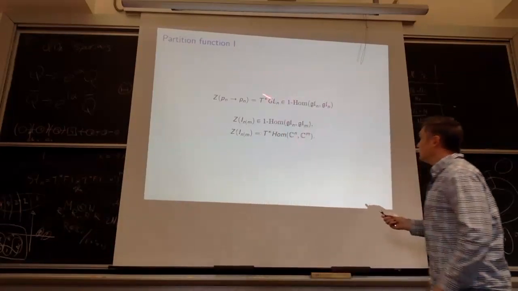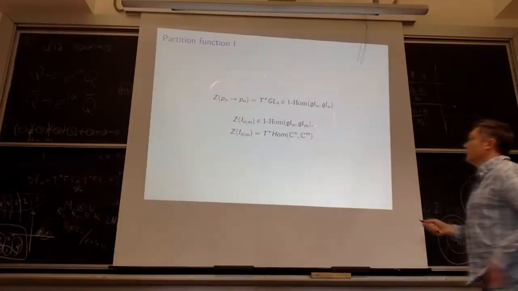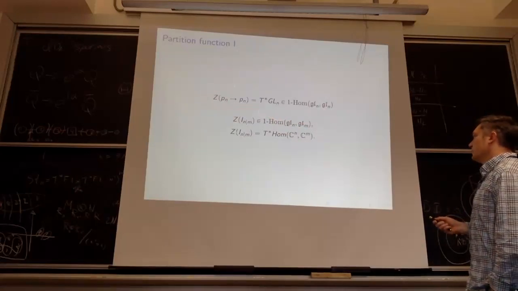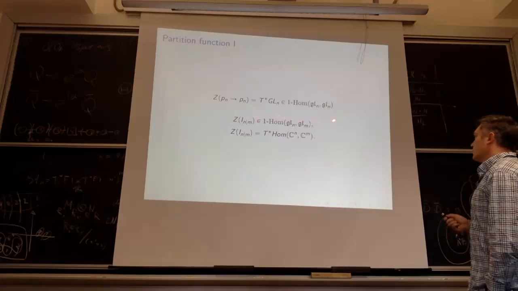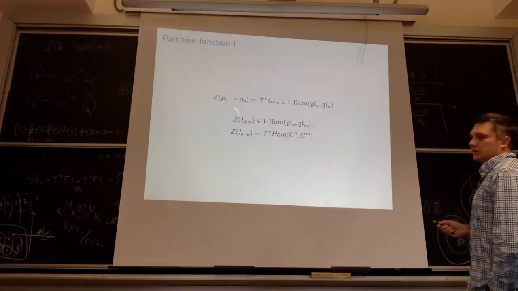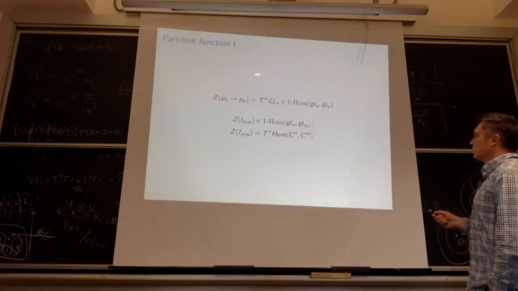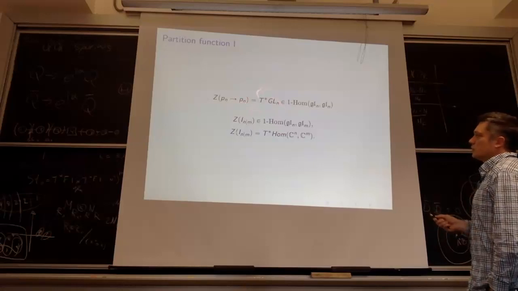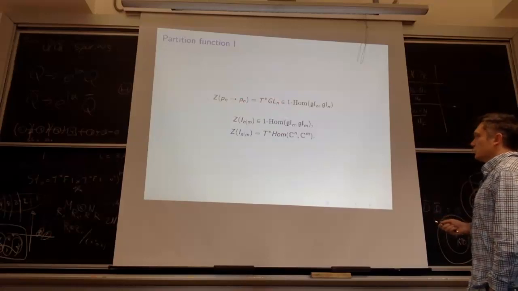So the first piece of this data, to construct my 3D topological field theories here, I need to explain what kind of objects I attach to the walls, the defects. First, I explain what I attach to this empty wall, which goes from n to n. It's just the cotangent to the group. So that's the right object.